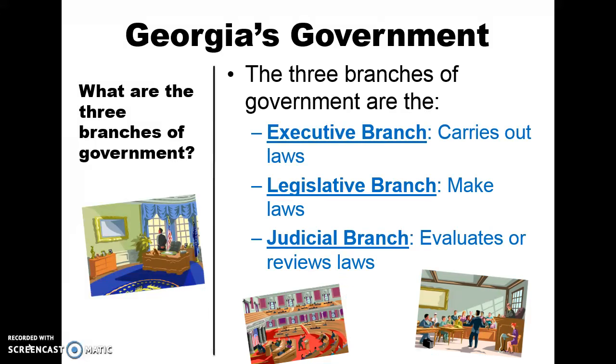Our three branches of government are just like the U.S.'s three branches of government. We have an executive branch, a legislative branch, and a judicial branch. The executive branch is going to carry out the laws that are made by the legislative branch, and the judicial branch is going to evaluate or review these laws. Do they agree with our state constitution? And if they're not in agreement, then they can send them back to the legislative branch.